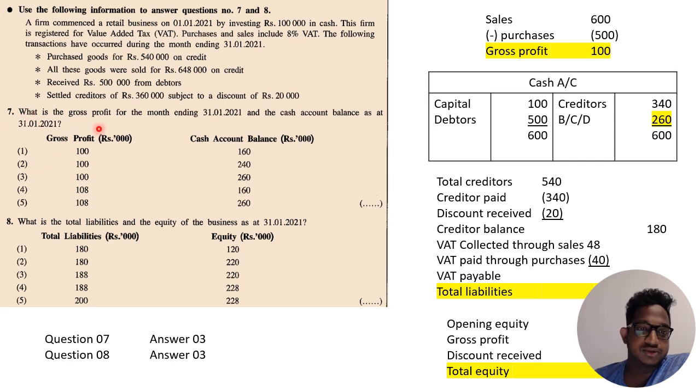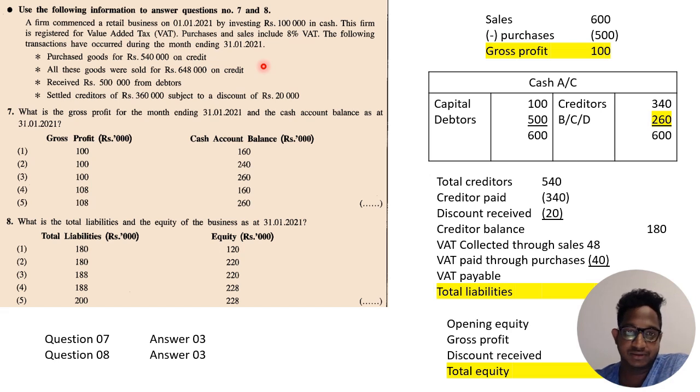So question 7: what is the gross profit for the month ending 31st Jan 2021 and the cash account balance as at 31 Jan 2021. When you are finding the gross profit, this is a VAT registered business. So when it's given a VAT registered business, and it's given the sales and purchases with 8% VAT, at that point you have to exclude the VAT.